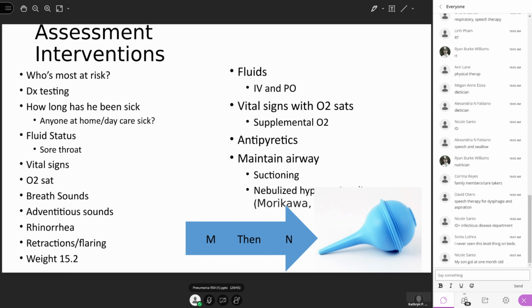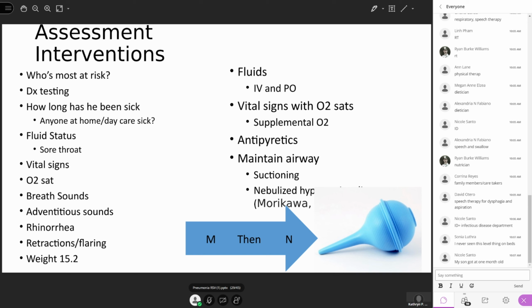So, okay. So diagnostic testing, similar with pneumonia: chest x-ray, assessment, listening to lung sounds, vital signs. We want to know how long the child has been sick. Does the child go to daycare? Is there anybody sick at daycare? Is there anybody sick at home?